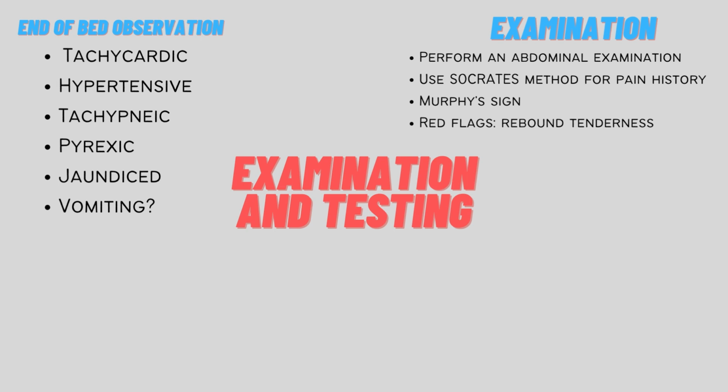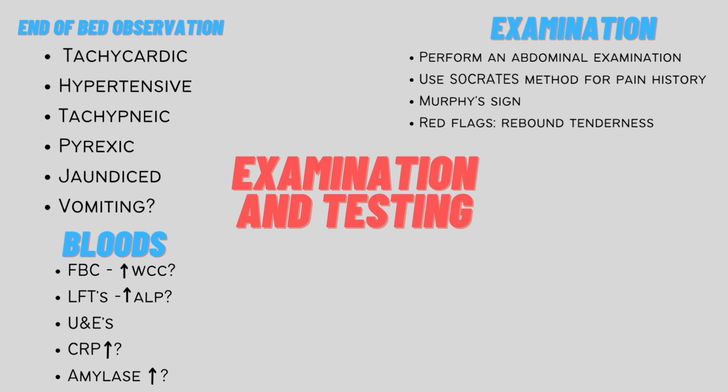A positive Murphy's sign is elicited in patients with acute cholecystitis by asking the patient to take a deep breath and hold it while deeply palpating the right subcostal area. If pain occurs on inspiration when the gallbladder comes into contact with your hand, this is Murphy's sign positive. We also want to remember to look for our red flag signs. Rebound tenderness, also known as Blumberg's sign, is a clinical sign in which there is pain upon the removal of pressure. This could be a red flag sign for peritonitis. Always be sure to rule this out.